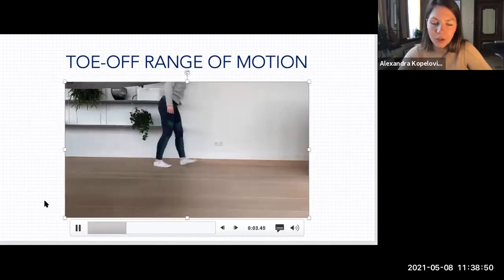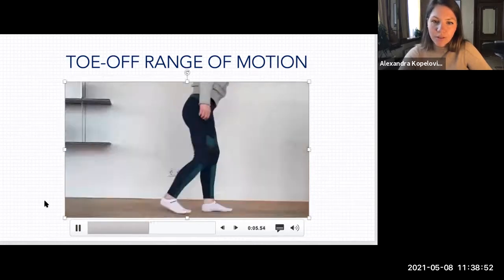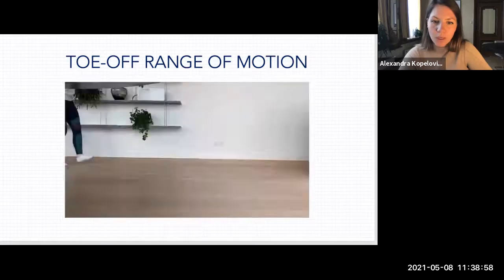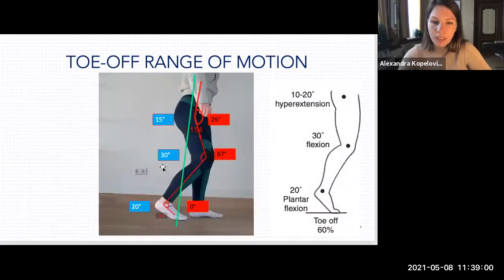And toe off right here. So this is where the patient's ready to go into the swing phase of the gait. These are our normative values, and these are the values of our patient. So once again, we're expecting 20 degrees of plantar flexion, but the patient has 0 degrees. Our patient is completely not plantar flexed at all.